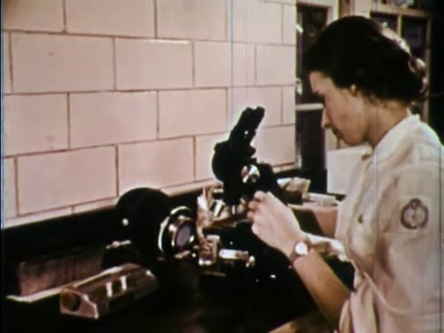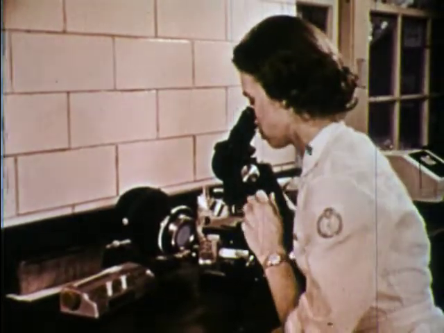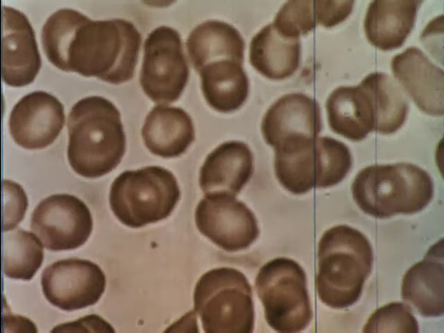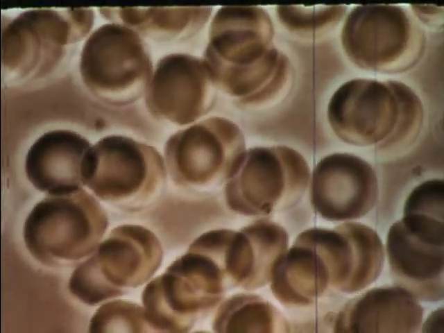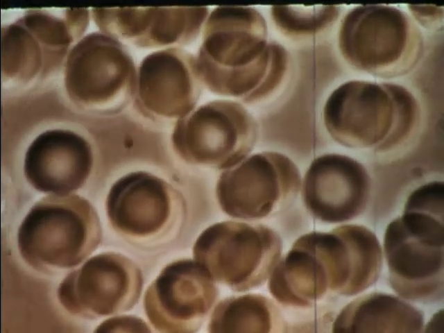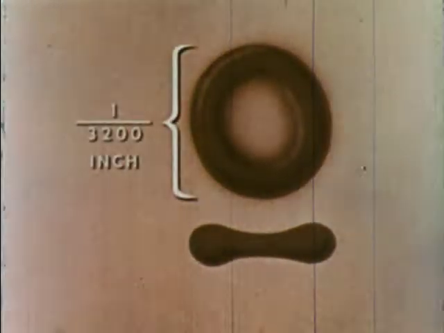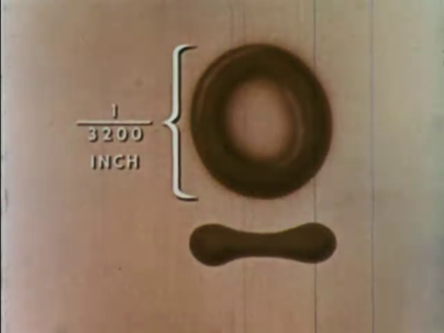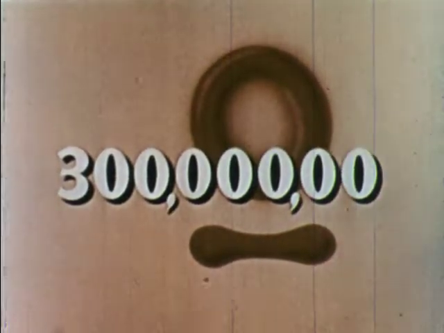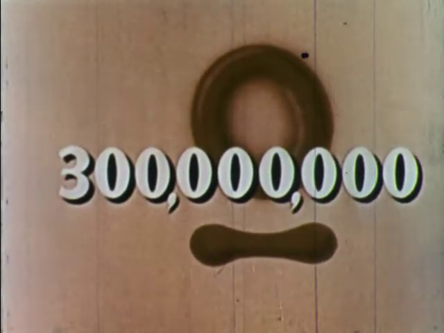Through a powerful microscope, we can clearly see the red cells. Compare these red blood cells with living red blood cells. Each red blood cell is a minute disc, concave on each side, and about 8 microns in diameter. Normally, there are about 300 million of these in a single drop of blood.